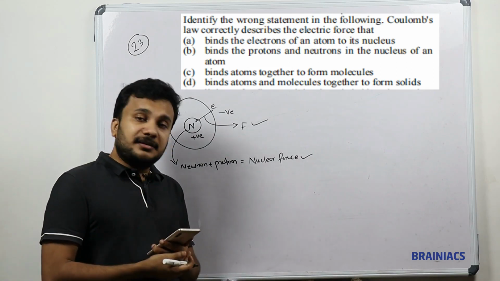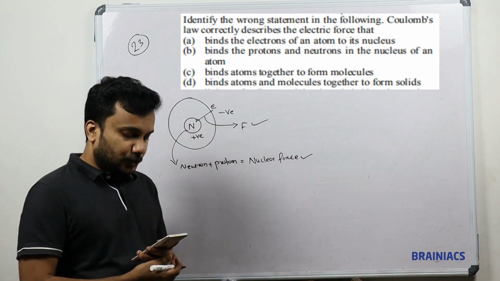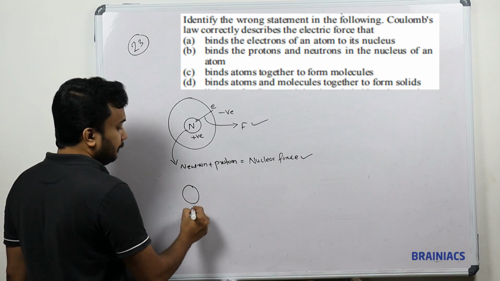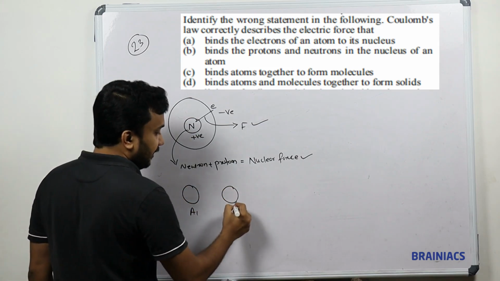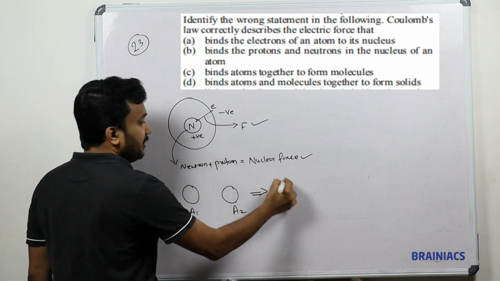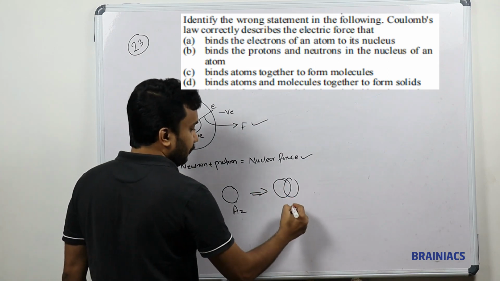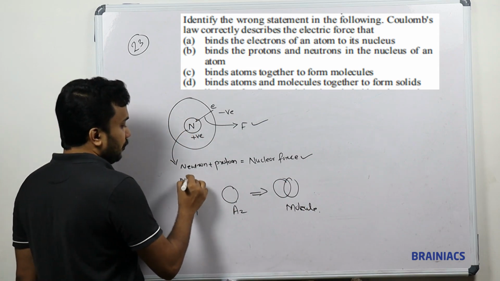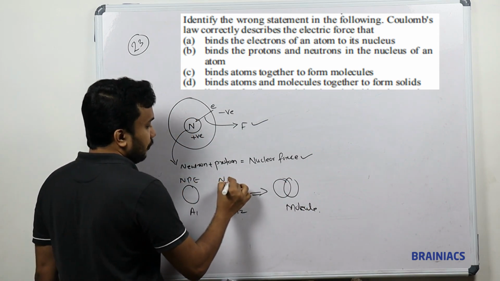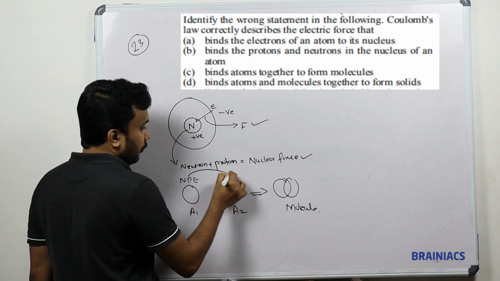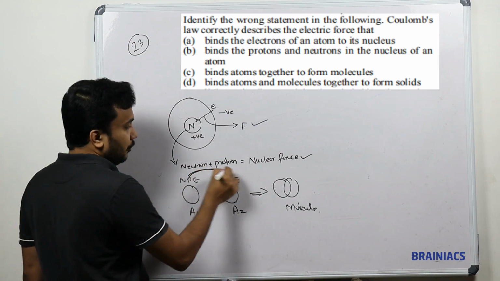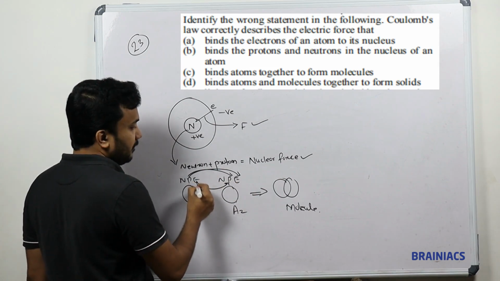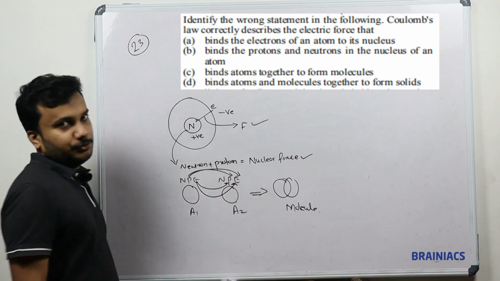We'll analyze the next two options also. Binds the atoms to form a molecule. If I have one atom, A1, and another atom, and these two combine to form a molecule, for example, this contains neutron, proton, electron, and this contains neutron, proton, electron. So proton to proton, Coulomb force will be here. Proton to electron, Coulomb force will be here. Electron to proton, Coulomb force will be here. Electron to electron, Coulomb force will be here.